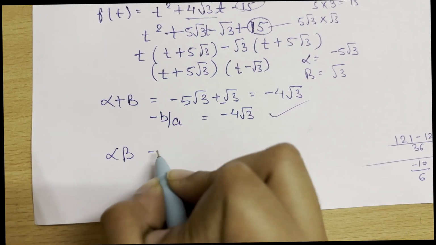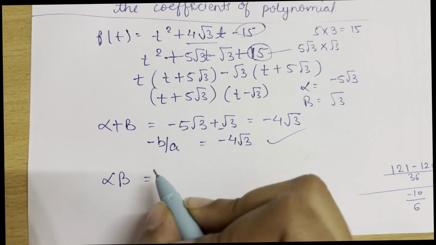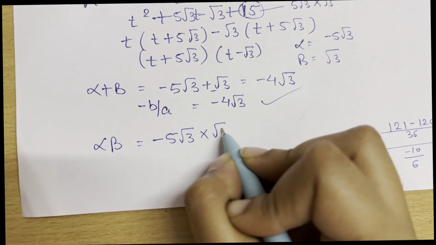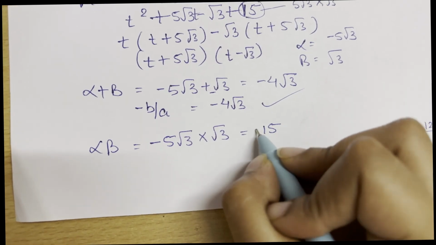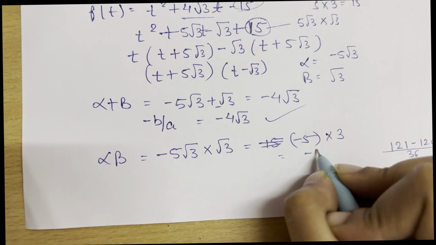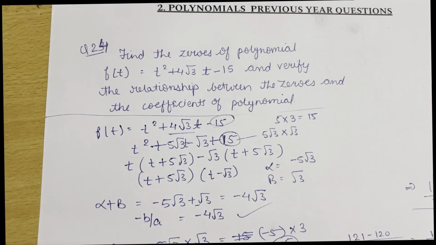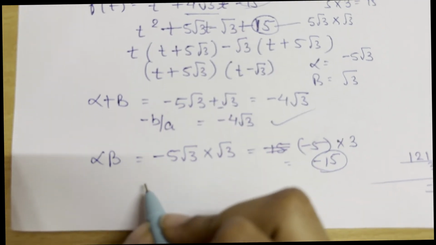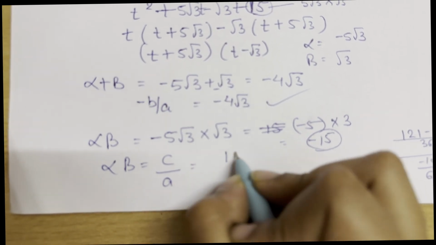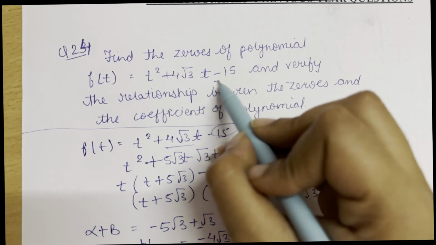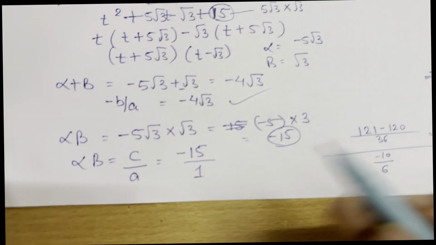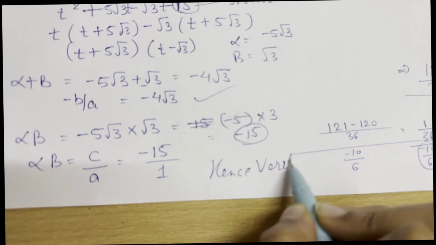Now let's go with the product of the zeros. The product we found is minus 5 root 3 into root 3, which is minus 5 into 3, so we got minus 15. On verifying this relationship, alpha beta equals c by a. Here the value of c is minus 15 and the value of a is 1, that is minus 15. Hence it's been verified.